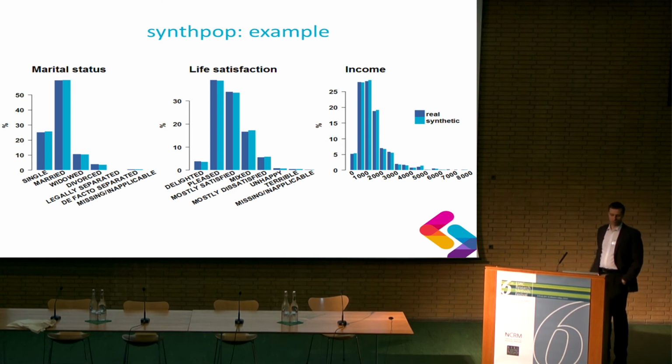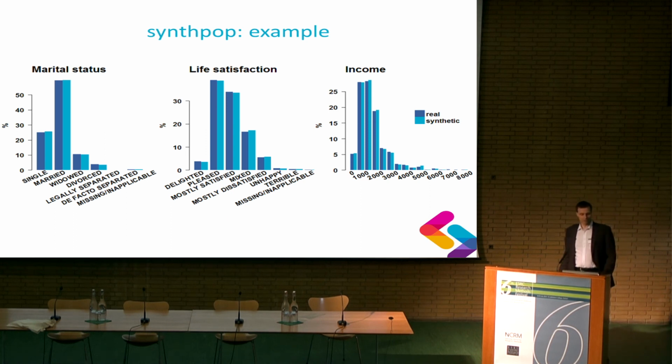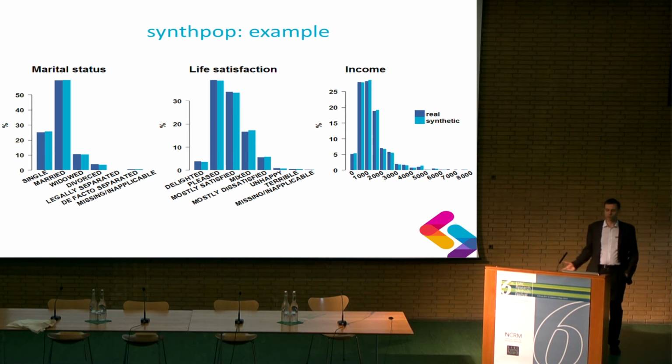So we have marital status. In the dark blue, that's the original data, and the light blue is the synthetic data. And so it's preserving, as you might expect, marginal information.